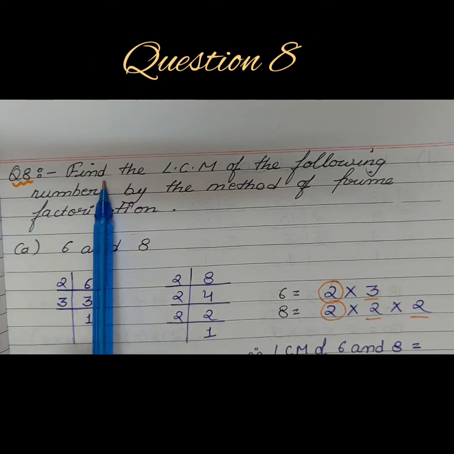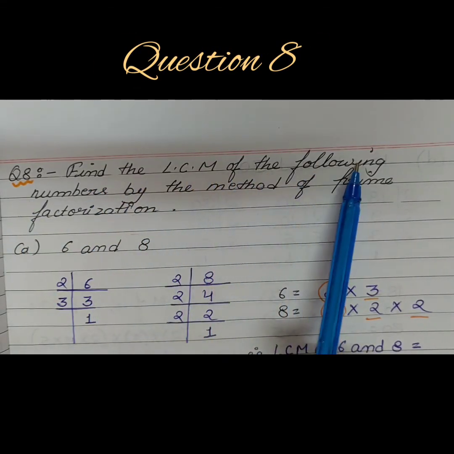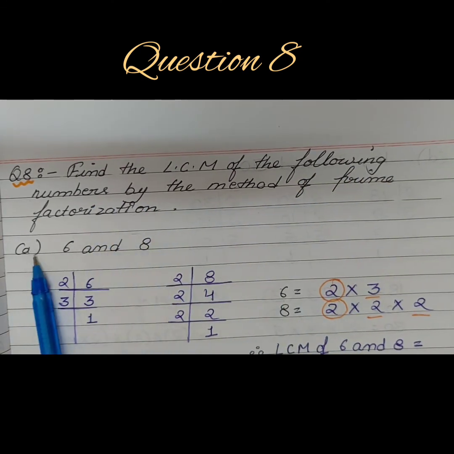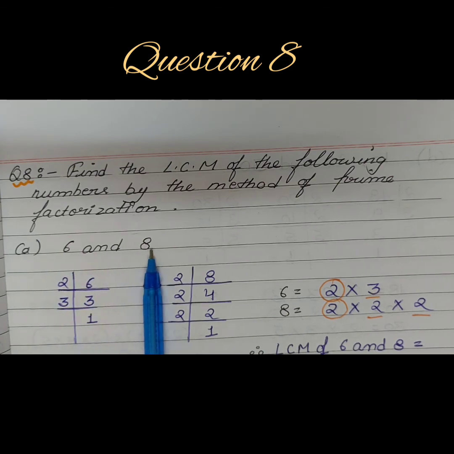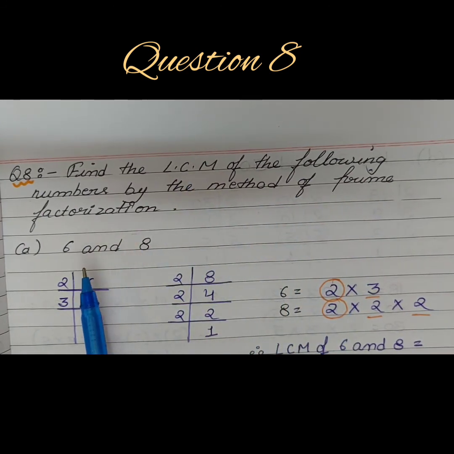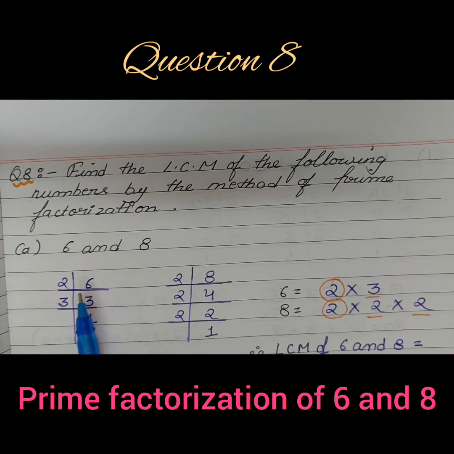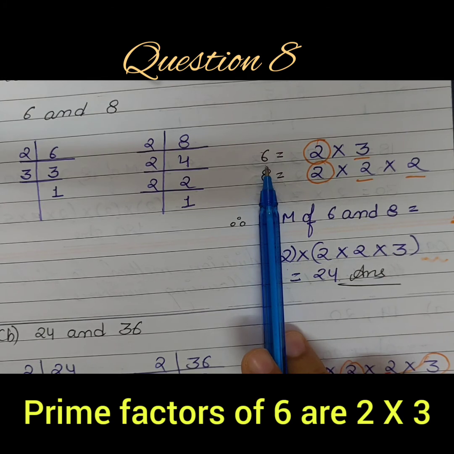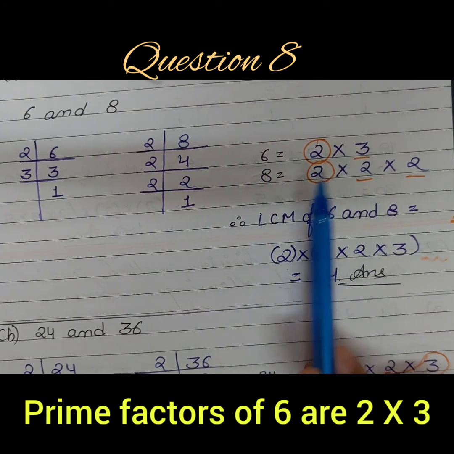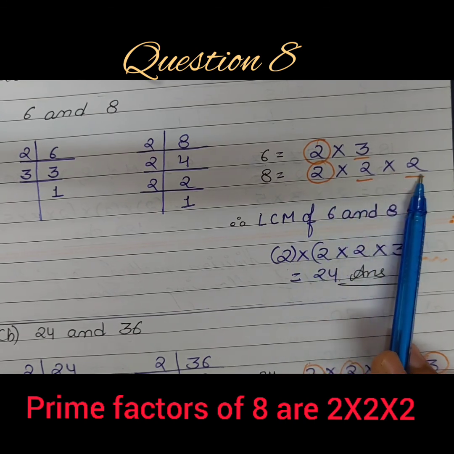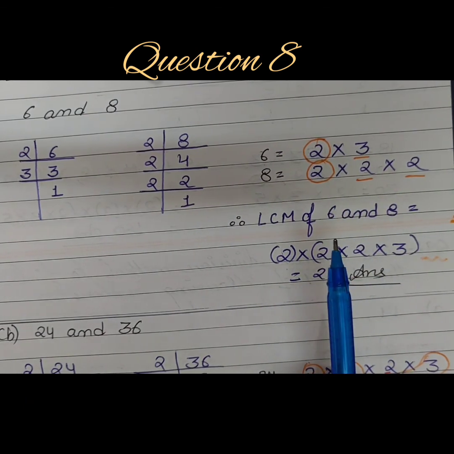Question number 8. Find the LCM of the following numbers by the method of prime factorization. A part, 6 and 8. Now in this method we have to find out the LCM by the method of prime factorization. So our first step is to find out the factors of 6 and 8 separately. Factors of 6 are 2 into 3 and the factors of 8 are 2 into 2 into 2. Now we have to find out the LCM.